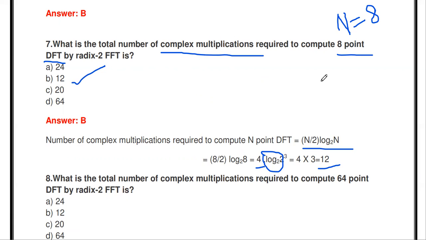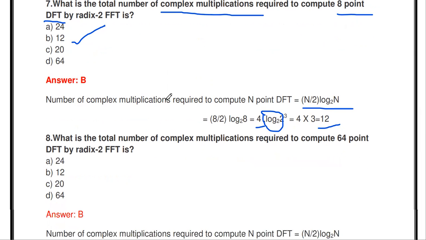Similarly, instead of 8-point, there may be a 16-point, 32-point, 64, or 128 question. So this is a very important 2 mark problem. Here you should note the number of multiplications required to compute the DFT by radix-2. Similarly, in the previous video we discussed the number of multiplications required to compute the DFT by direct evaluation, that is n squared or n into n minus 1. So read the question carefully and answer it.